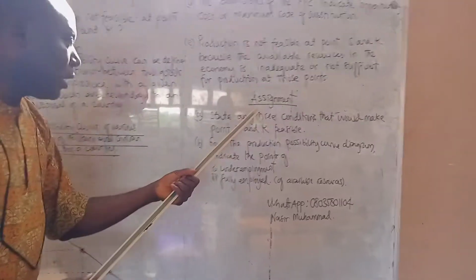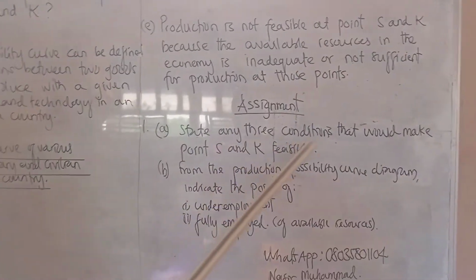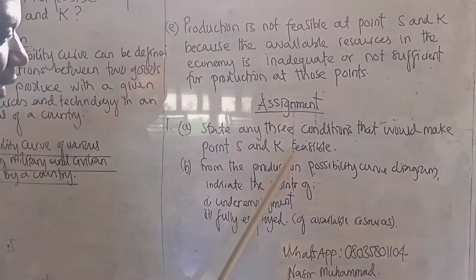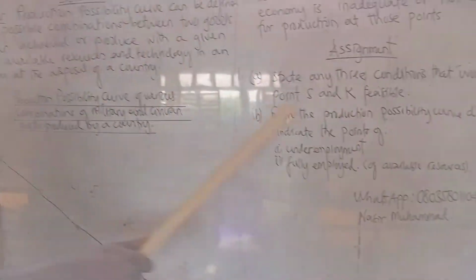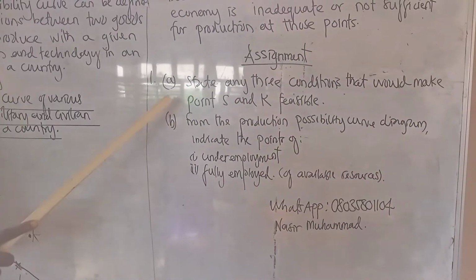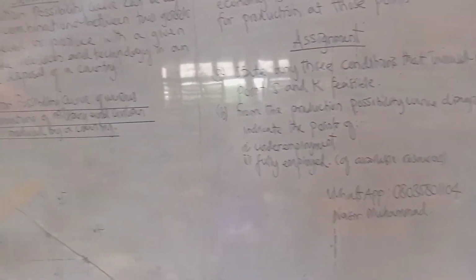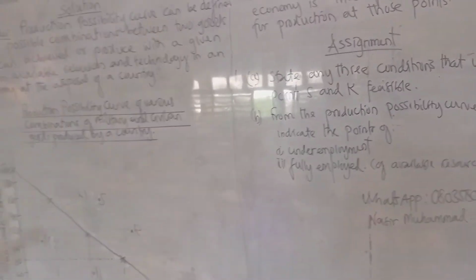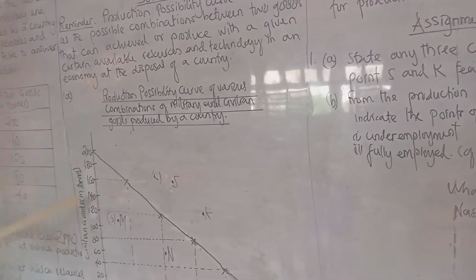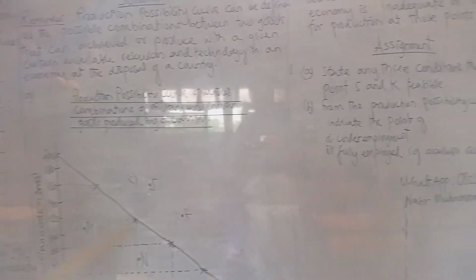Before I leave you, I want you to do this assignment. A: State any three conditions that will make points S and K feasible. What condition will make the economy produce at these points? B: From the production possibility curve diagram, indicate the point of underemployment and the point of full employment of available resources.